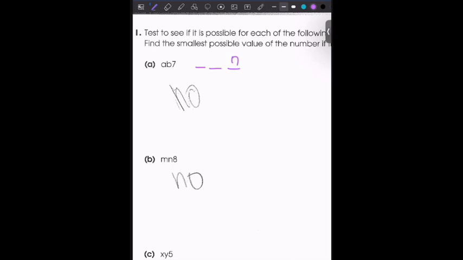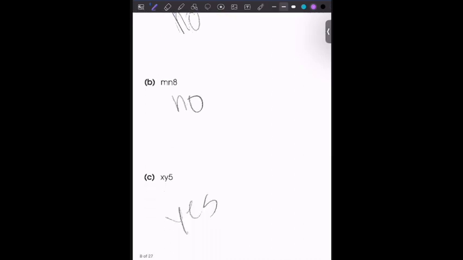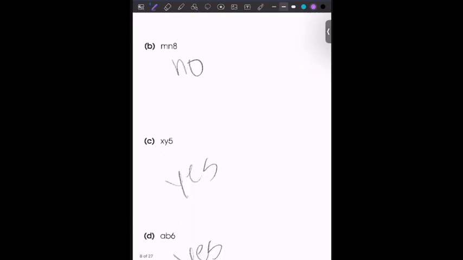But then, based on what we learned in the previous pages, we know that a square number can never end in a 7. So we can say that AB7 is never going to be a square number. And for MN8, no square number ends in an 8. So again, that's a no, just by looking at the ones place. For XY5, a square number can end in a 5. And so now we're going to find the smallest possible square number of XY5.